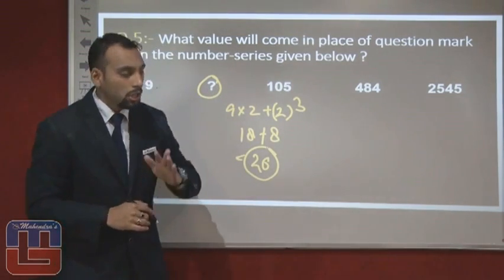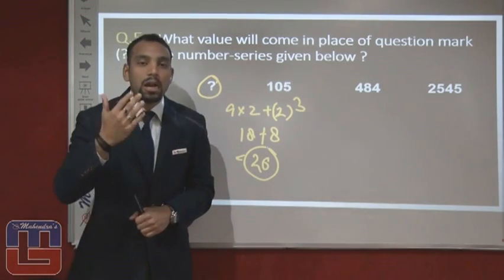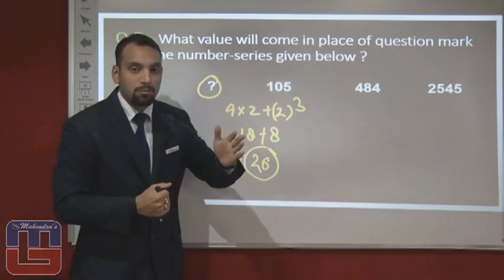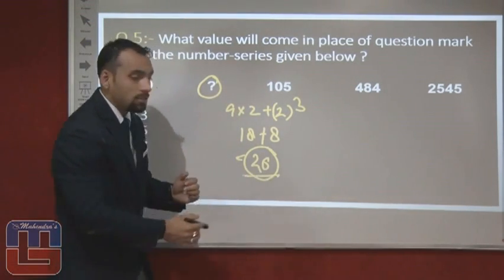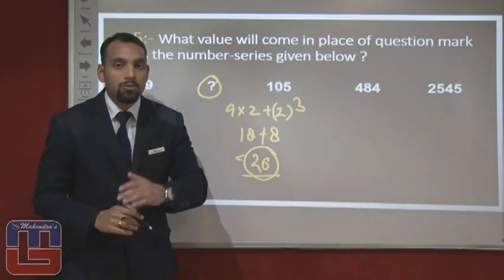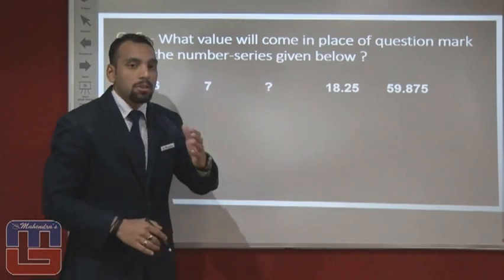So now what is the logic? The logic is, you multiply by a number and add the cube of the same number, and in the question you will get the next number. So the answer is 26. Now see the options. You can see the fifth one will be the correct answer of this question. Now move to our next question. The next question is from the same number series.